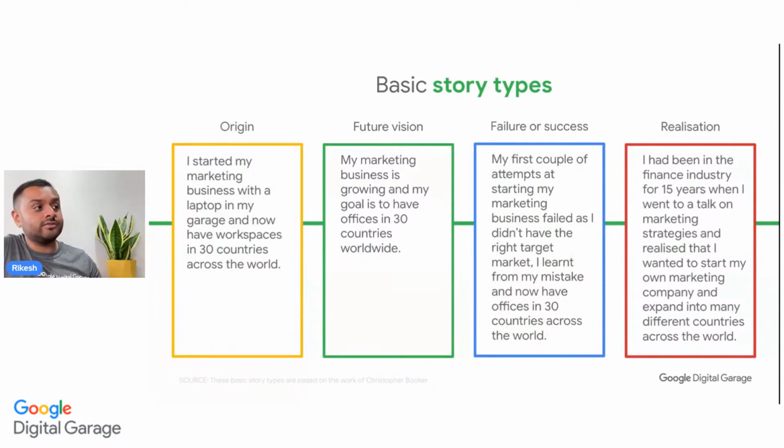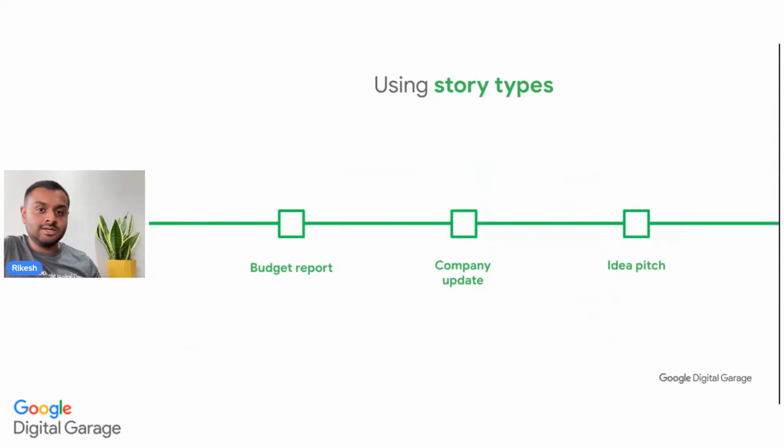So these are the 4 basic story types. There are other types of story types that you can find out online as well. But the one thing to note with these 4 basic story types that you can see here on screen is that we want to fit the right story type to whatever we are presenting.